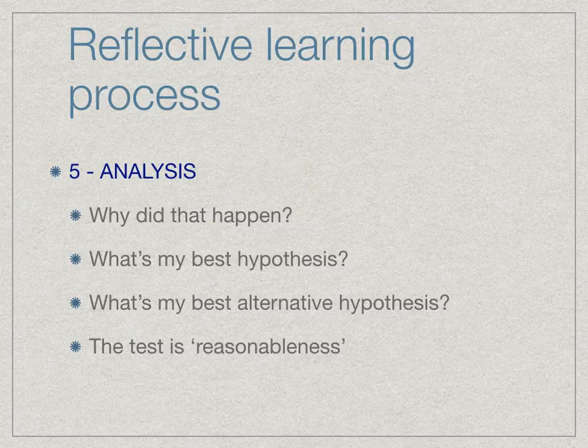If I think what you said is completely insane, then I would say to you, actually, I'm pretty sure it's not that. What else might it be? If I think, I'm not sure, but that does sound reasonable, then that's the test for your hypothesis. So the analysis stage is, why did something happen? And we always need to have two alternative ideas.